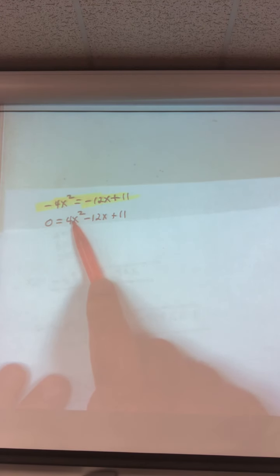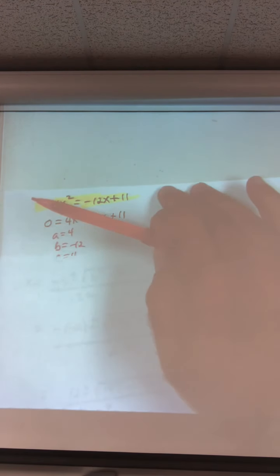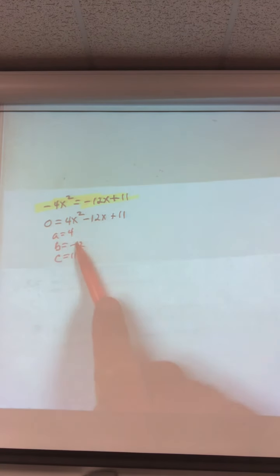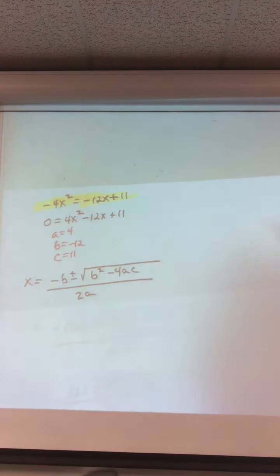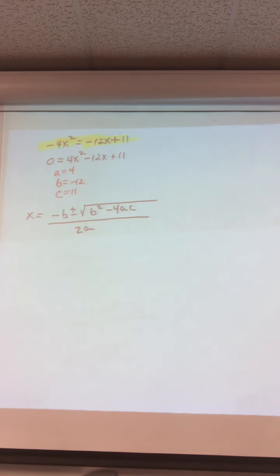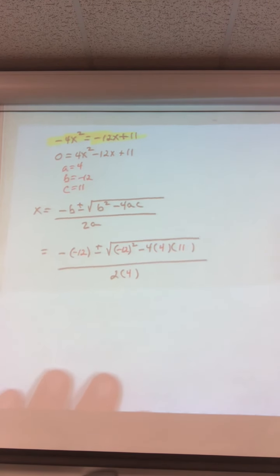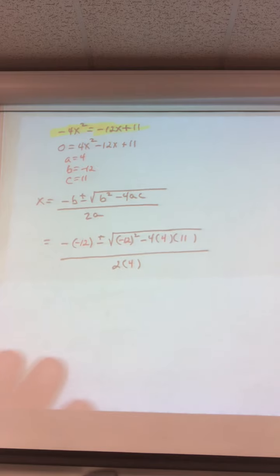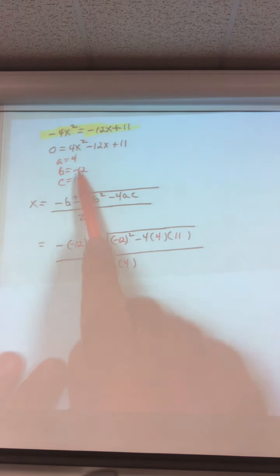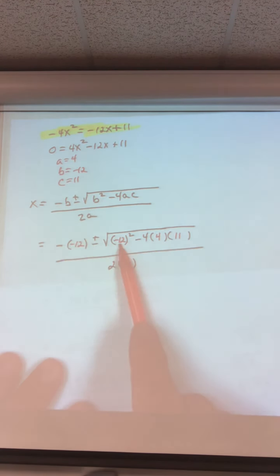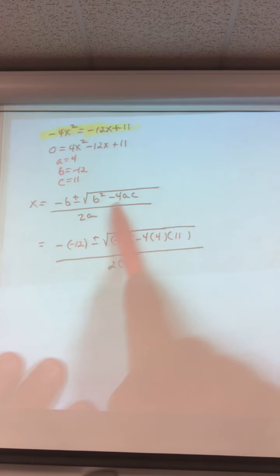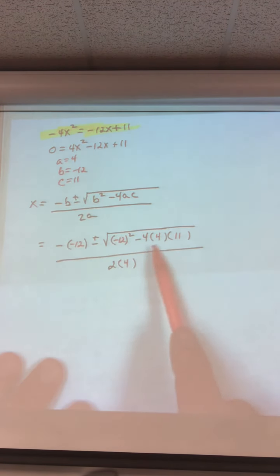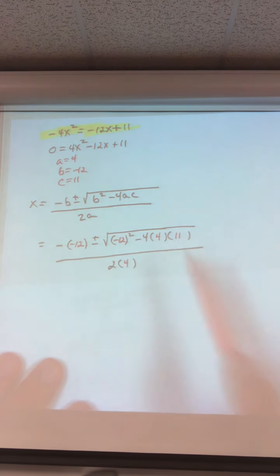Now, it still needs to be first. Now, your A, B, and C. A would be 4, B would be negative 12, C would be 11. Then copy your formula down. Plug your numbers straight into the formula. Replace B with negative 12, put it in parentheses. Replace A with 4, put it in parentheses, and replace C with 11.